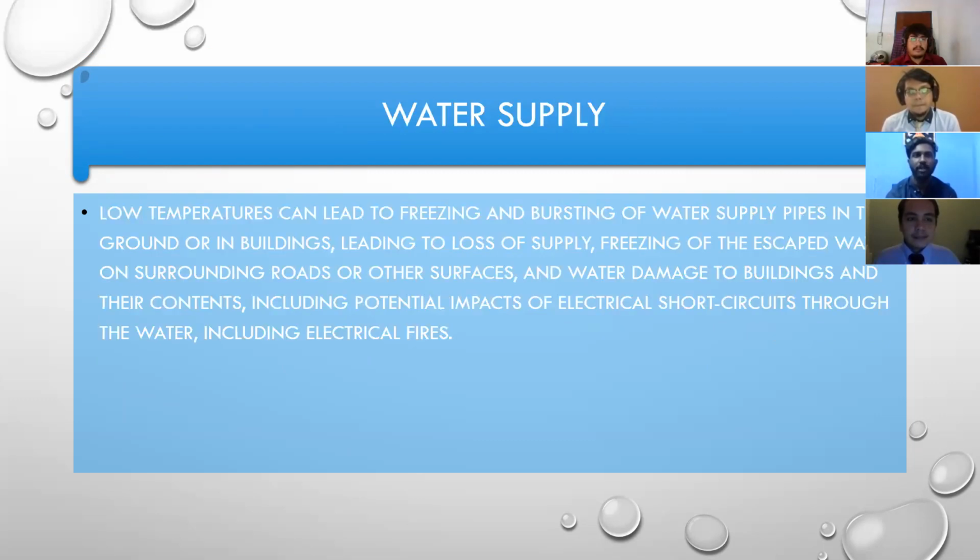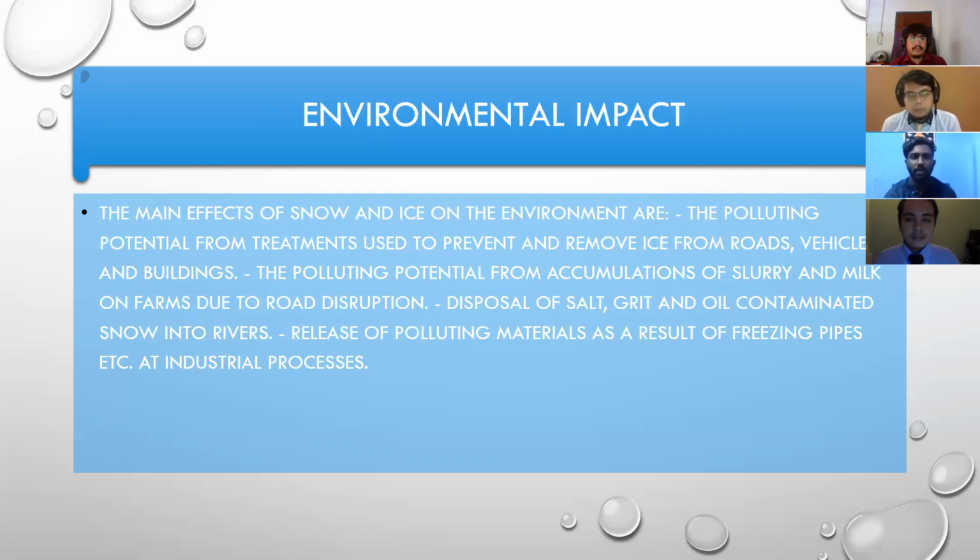Next, water supply. Low temperature can lead to freezing and bursting of water supply pipes in the ground or in the building, leading to loss of supply, freezing of the escaped water on the surrounding roads or other surfaces, and water damage to the building and their contents, including potential impact of electrical short circuits through the water, including electrical fires.